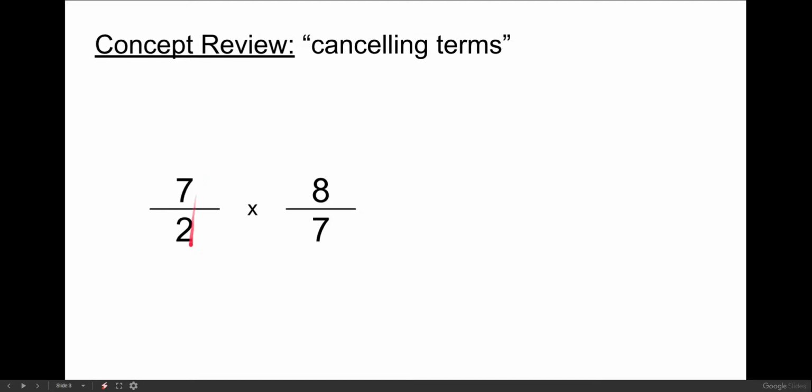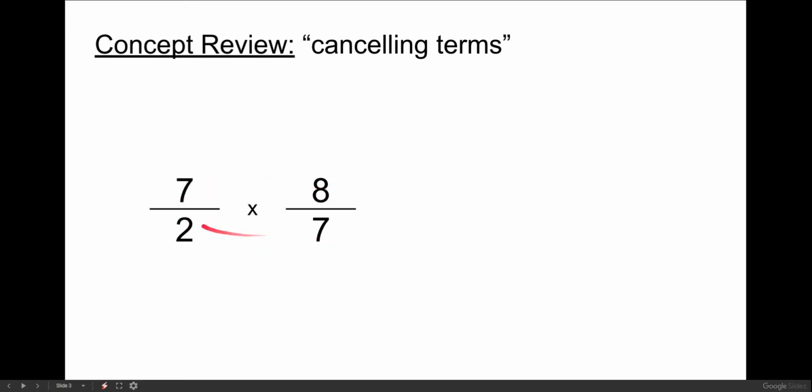So we have 7 over 2 times 8 over 7. And how do we normally solve this? Or how do we normally simplify this? Well, when you multiply fractions, you just multiply the top numbers, 7 times 8. And that's going to get you 56. And then you multiply the bottom numbers, which is 2 times 7, which is 14. So 56 over 14.